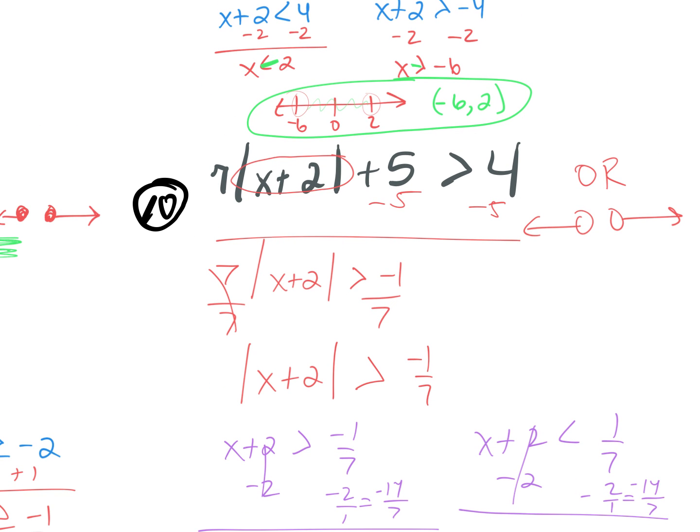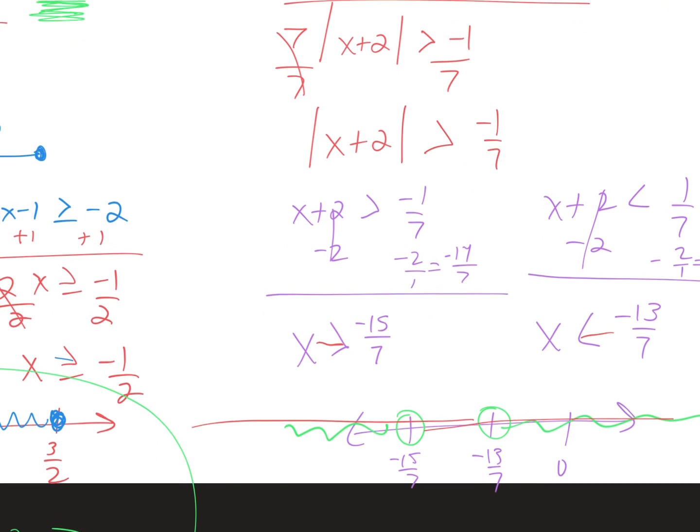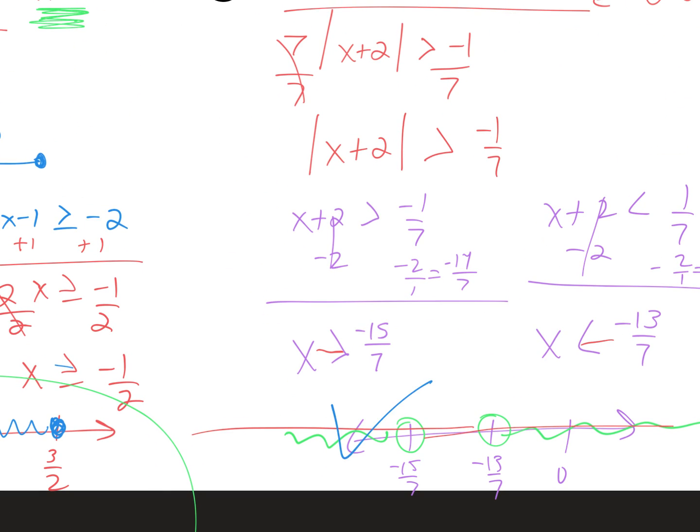In your mind, what's negative 3 plus 2? Negative 1. Absolute value of negative 1 is? So 1 times 7 is 7. 7 plus 5 is 12. Is 12 greater than 4? Okay, so all this stuff over here works.